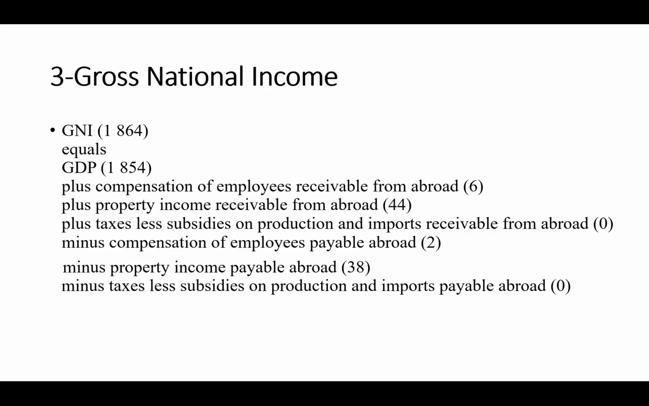Gross national income equals gross domestic product plus compensation of employees receivable from abroad plus property income receivable from abroad plus taxes less subsidies on production and imports receivable from abroad minus compensation of employees payable abroad minus property income payable abroad minus taxes less subsidies on production and imports payable abroad.